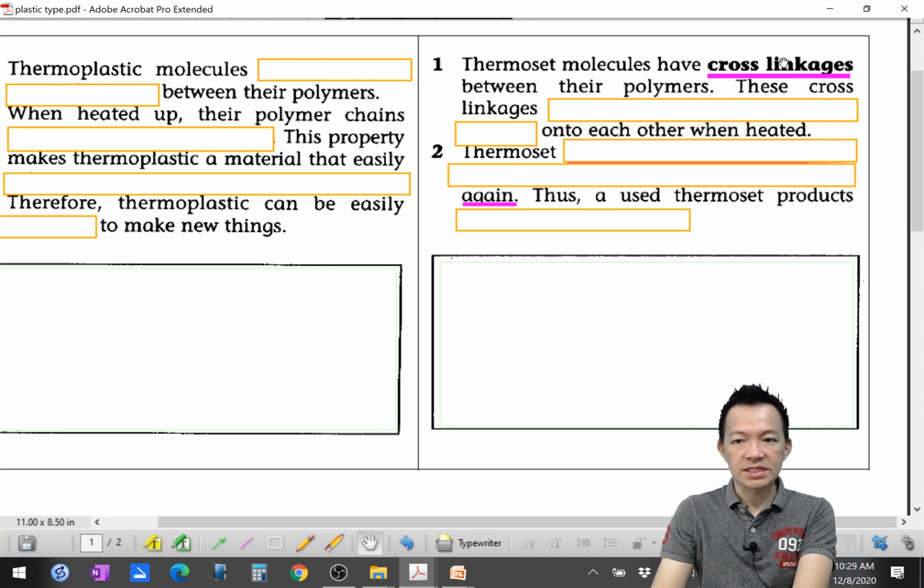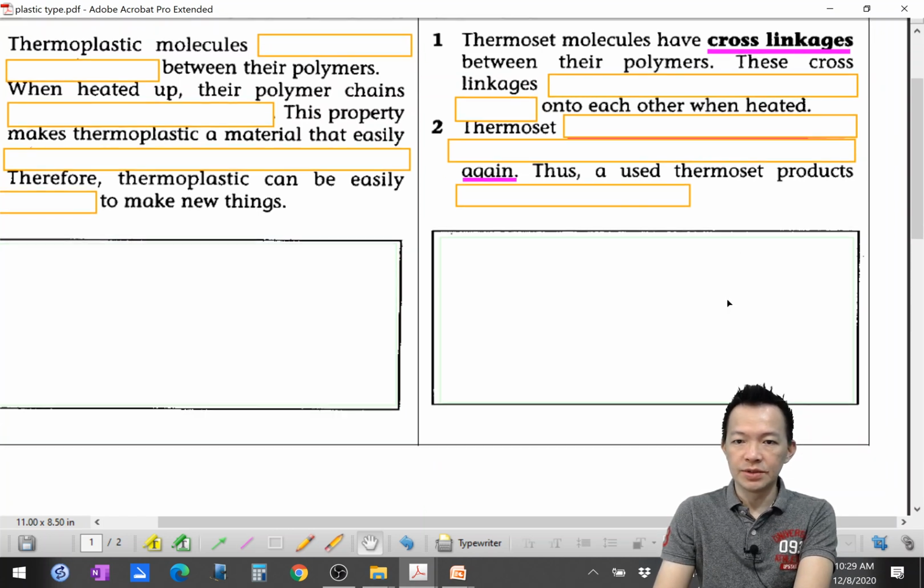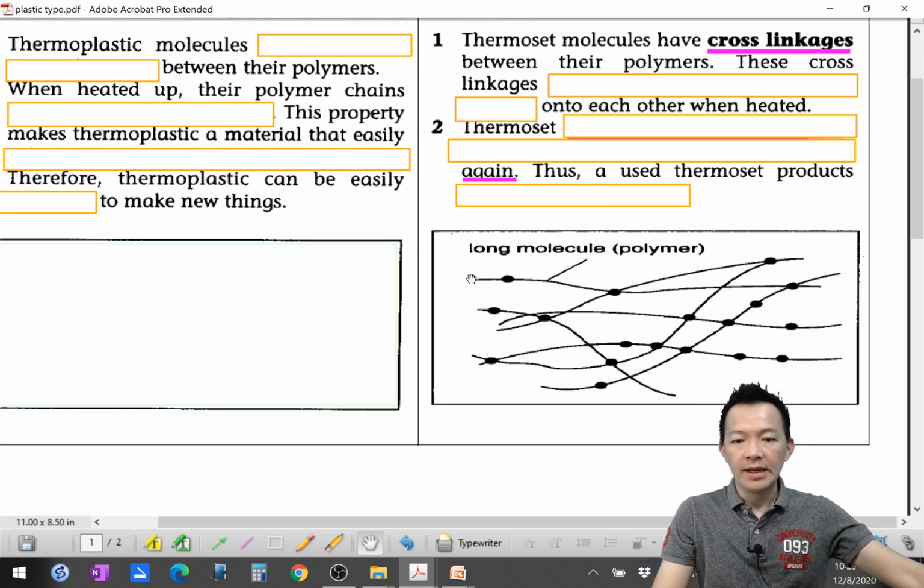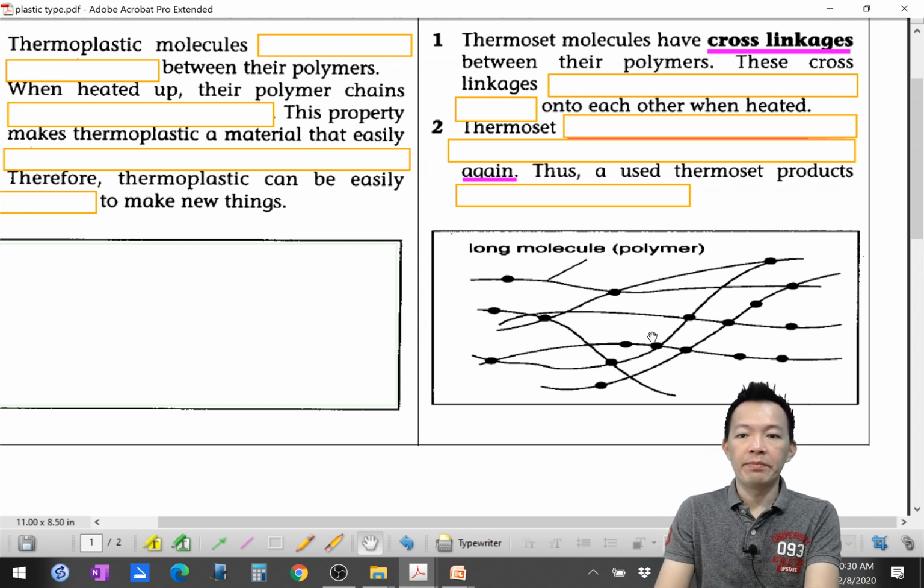They have the cross linkage between their polymer. Okay, what's meant by cross linkage? You draw on your notes, page number 5, 画在你的 notes 的第5面。Okay, so this is a long chain plastic polymer. But between the polymers, they have the cross linkage. 它们有交叉点。They cross together, they link together. 它们交叉在一起，连接在一起。So thermoset molecules have the cross linkage between their polymer.